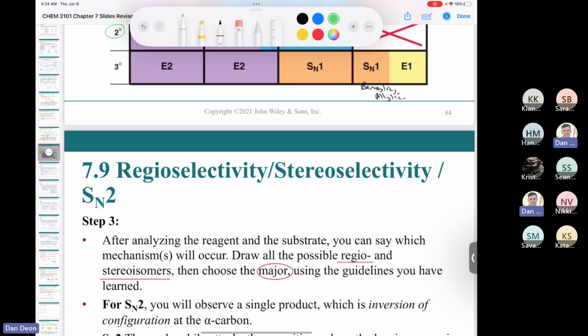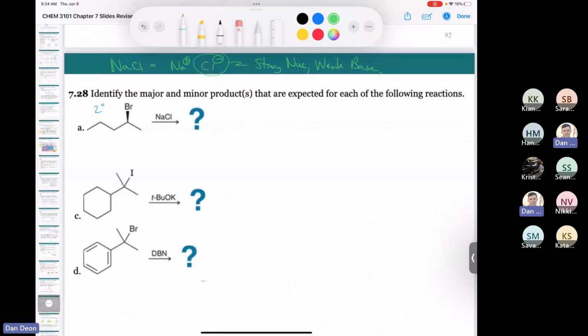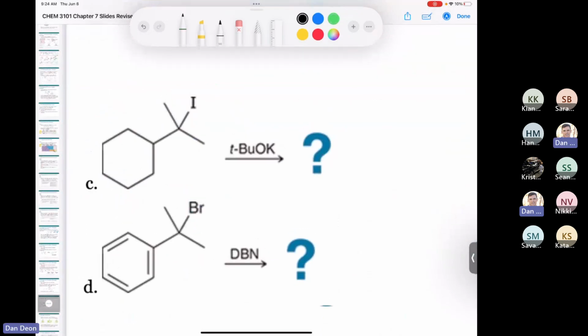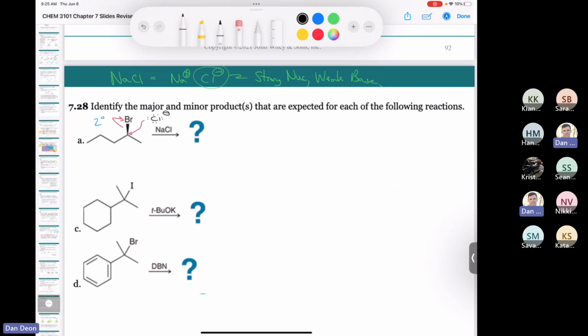So let's go back to the problem here. And so that stereocenter is going to invert. So the only thing that's going to happen here is that the chloride ion is going to do a nucleophilic attack onto the bromide, and we're going to lose that bromide, and we end up with our product, which is going to be this guy here, and there's our chlorine, and we're done.